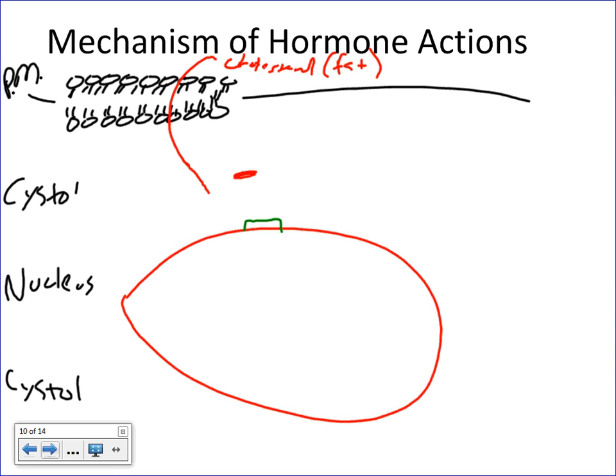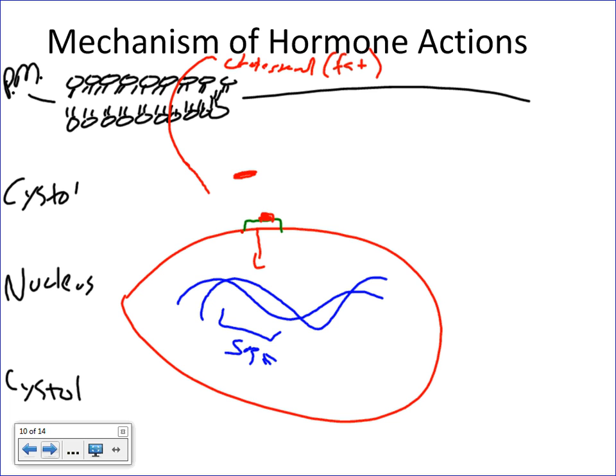All right, so then essentially what happens is the receptor and the steroid hormone bind together, and then once you form this complex, it interacts with, well, you all know what this is, DNA. Okay, DNA. Basically it interacts with areas of DNA that we call SREs, steroid responsive elements of the DNA.